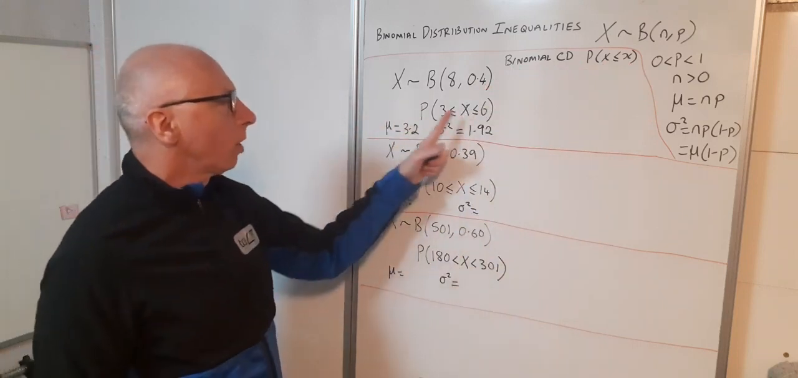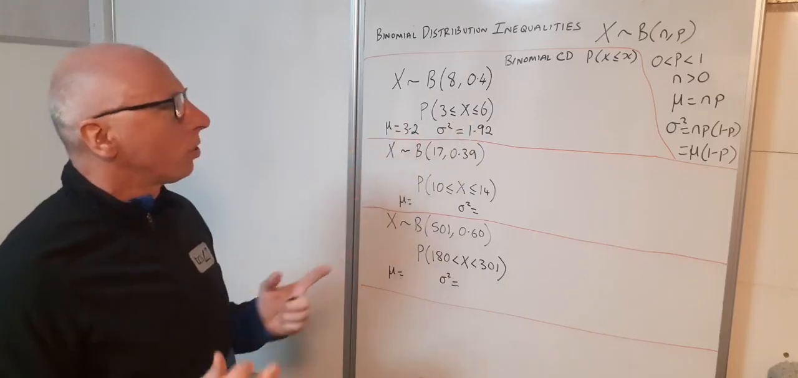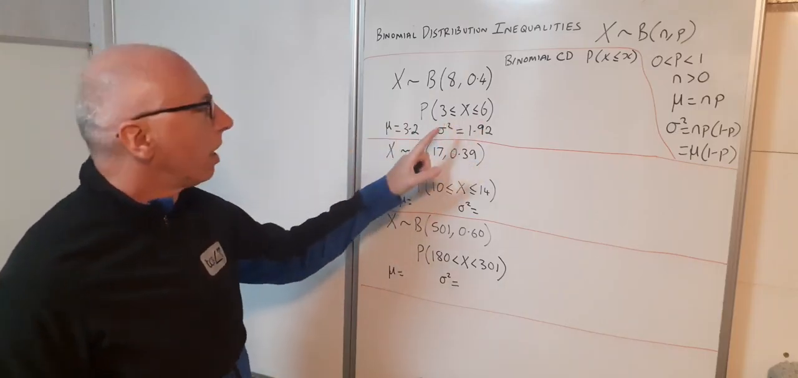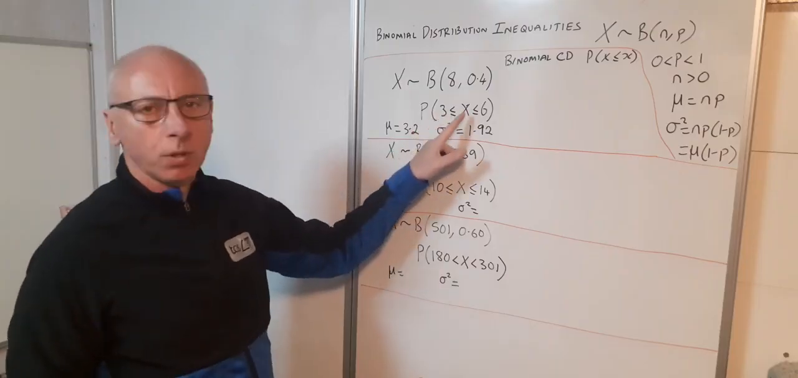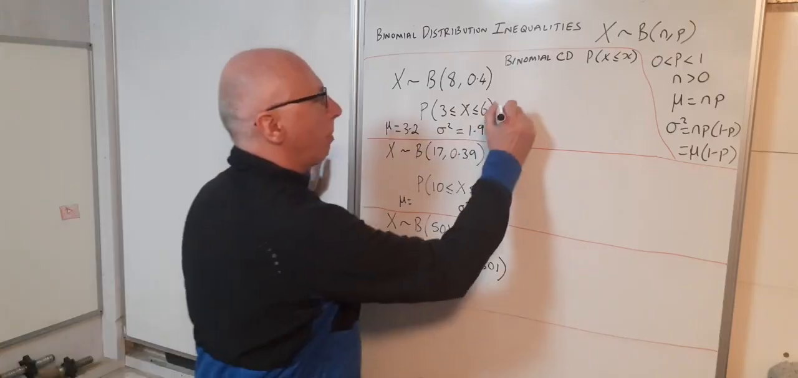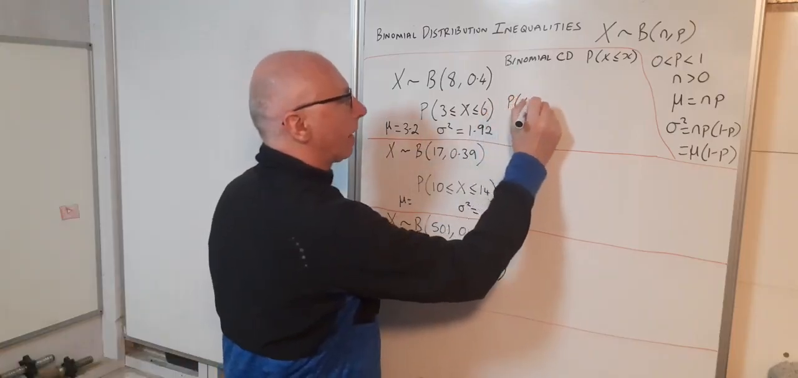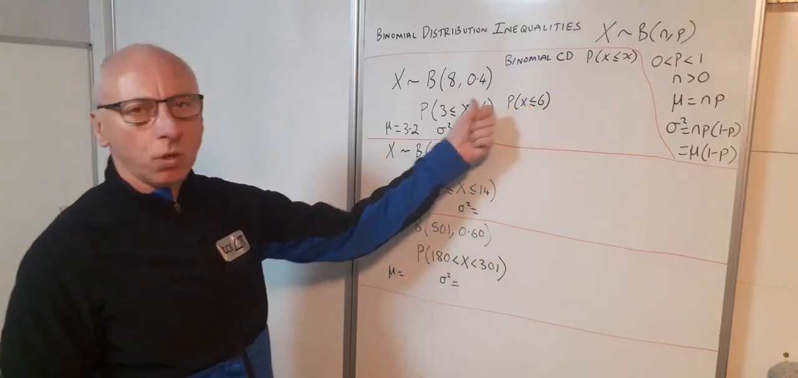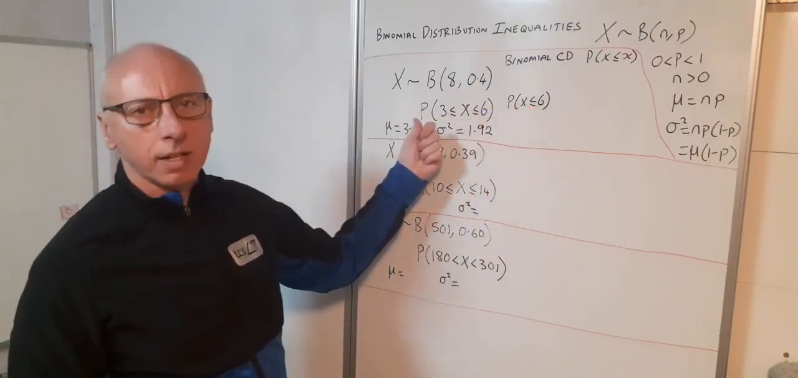So here for this inequality, we're going to need 2 steps to try and work it out unless you've got this function in your calculator. So if you haven't, the way to do that is to start off with the higher value. So the probability that x is less than or equal to 6. So that gives us all the values summed up all the way to 0.